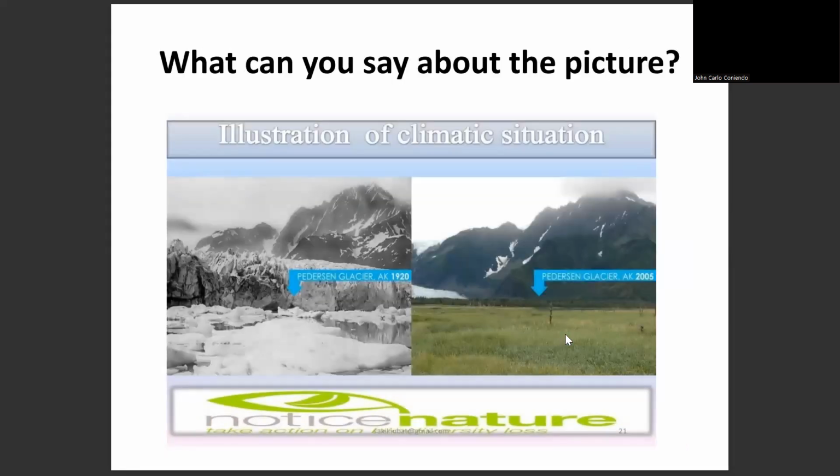Another evidence of the existence of climate change or global warming around us would be this particular picture. This is the Pedersen Glacier in Alaska in 1920. And in 2005, this is now the picture of the Pedersen Glacier in Alaska. So these pictures show us that global warming is true and climate change is just around us. So we need to take a stand and be aware of the different issues happening around us, particularly here in the Philippines.